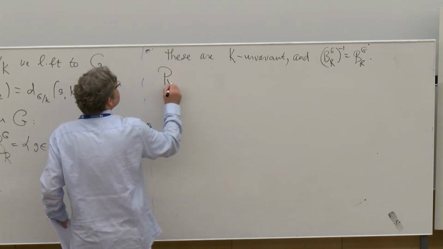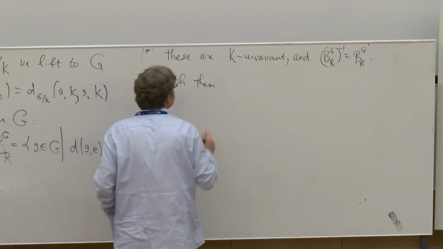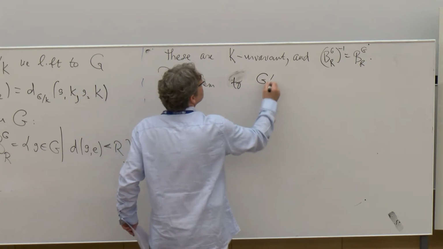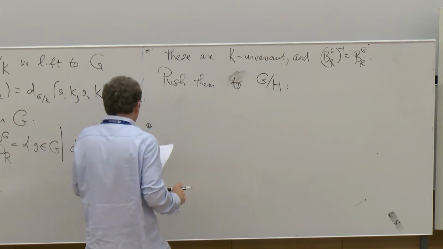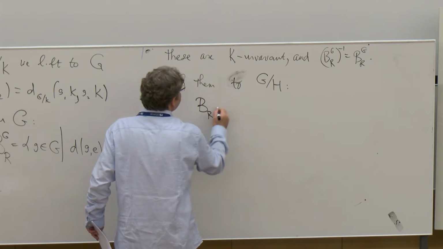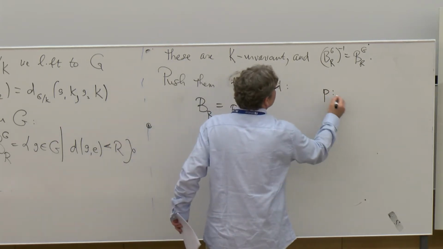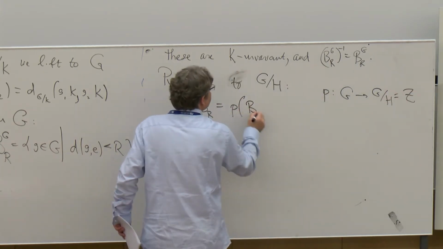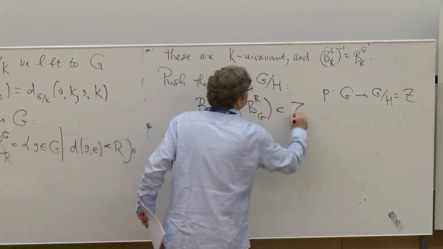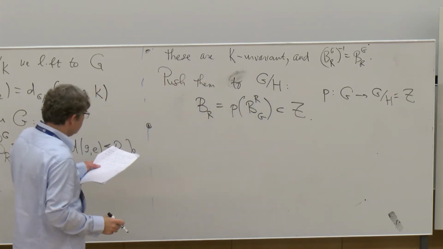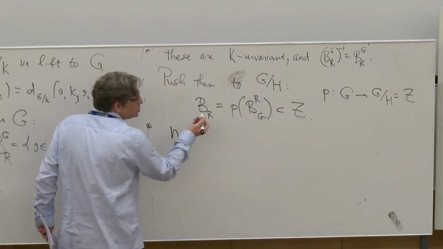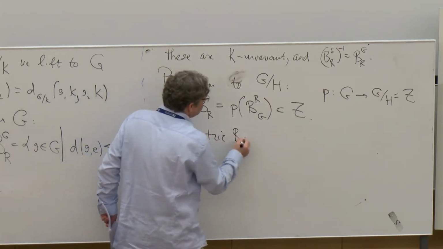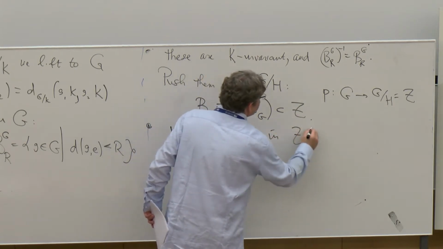And now we want to put them. So I'm answering the question, what subsets in G mod H I want to study. Push them to G mod H. And the result is the following. I get a subset which is the image under P of this ball. And this is what I call natural or geometric balls. Geometric balls in Z.